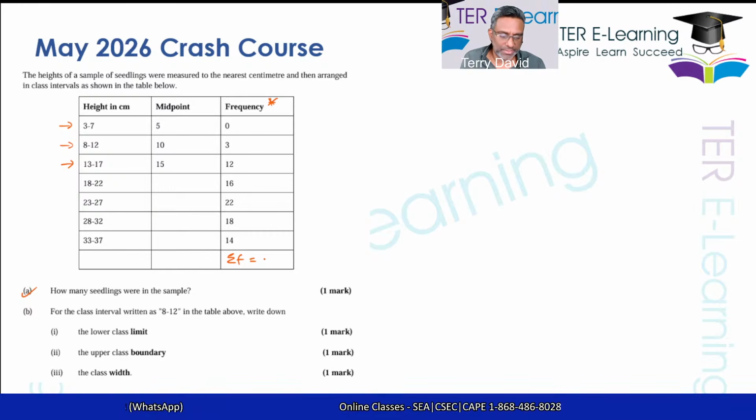So that's 15 plus 16 plus 22 plus 18 plus 14. Okay, so I'm getting a total of 85 plants here. You all can double check that for me, but I'm getting 85 plants here.